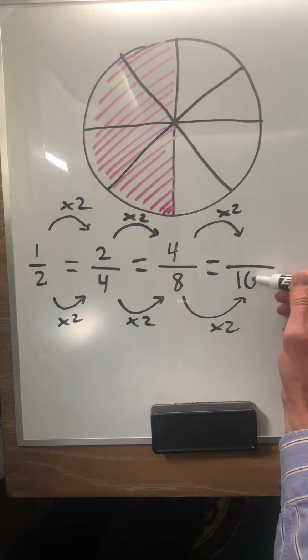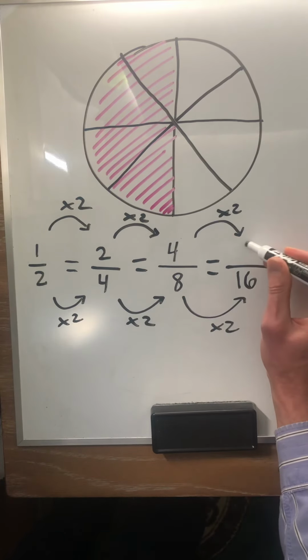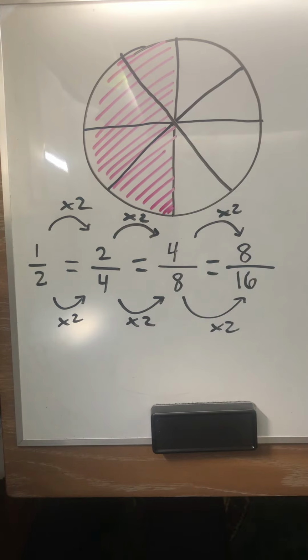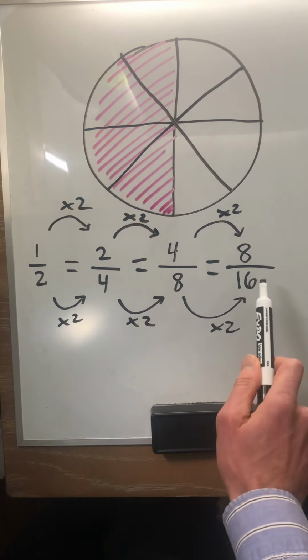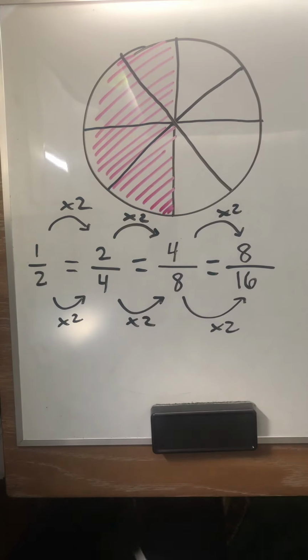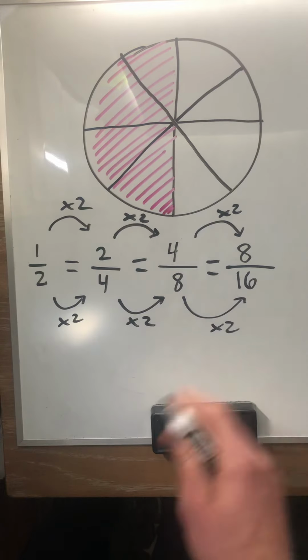16. And what's 4 times 2? 8. So if they come in again, there should be 16 total, and I'll have 8 instead of 4. Right now I have 4 8s. So I have 4 out of the 8.